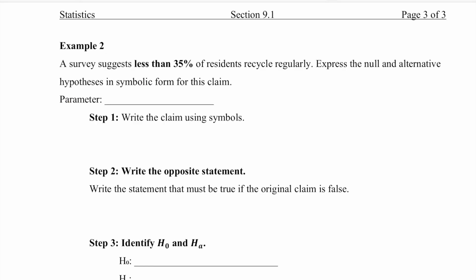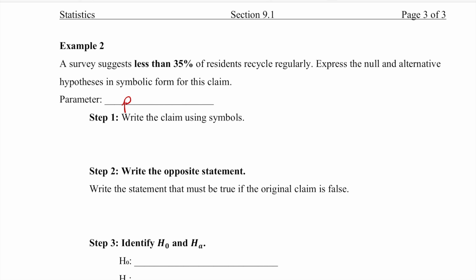Example 2. A survey suggests less than 35% of residents recycle regularly. Express the null and alternative hypotheses in symbolic form for this claim. Let's follow the same process. First, we need to identify the parameter. Since we're talking about a percentage, the parameter is the population proportion, p.